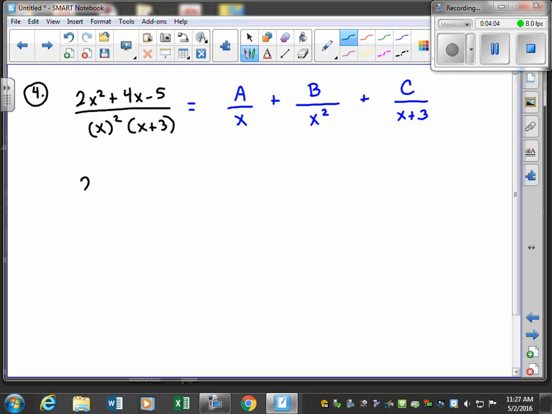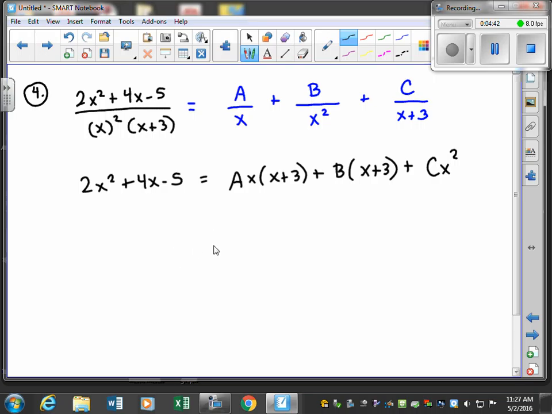Okay, now, let's take our numerator. Let's just leave it alone. Let's say 2x squared plus 4x minus 5. We'll bring that down. And we also want to get a common denominator. Hopefully you're pretty good at this by now. So I will need Ax times x plus 3 plus B times x plus 3. So basically multiply what you need to get this denominator. And then what's our last one? C needs to be multiplied by just the x squared, right?